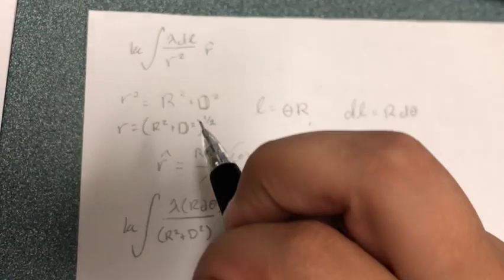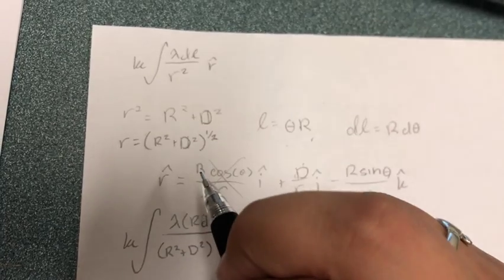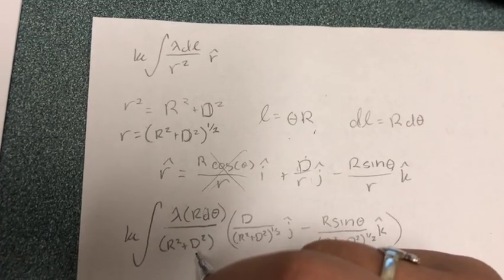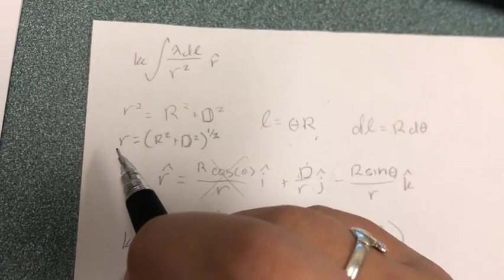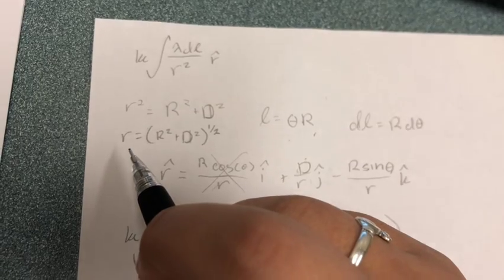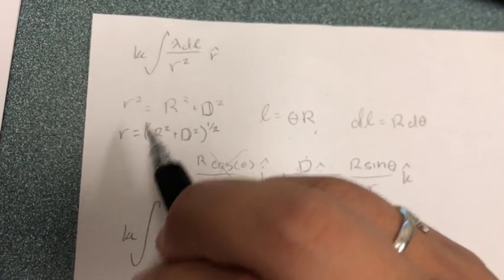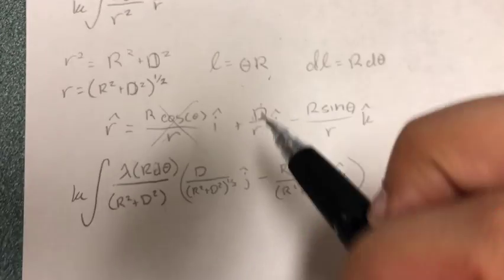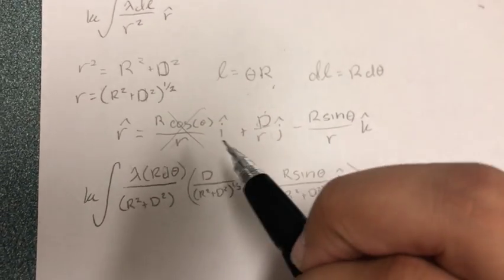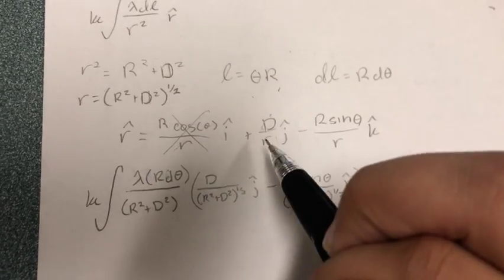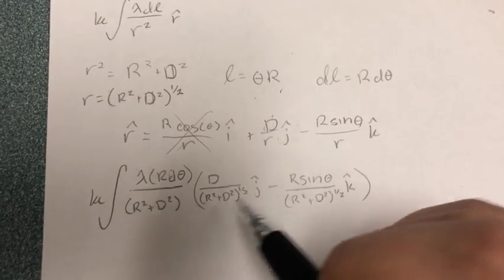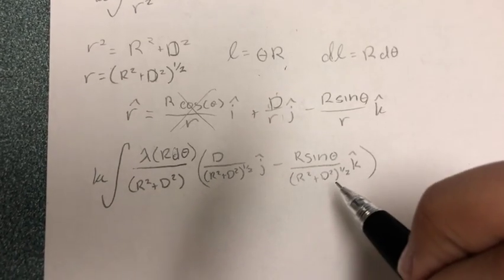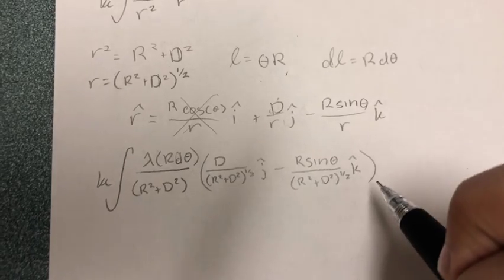And just for simplicity's sake, I changed it from a lowercase d to an uppercase D, so we wouldn't get confused between d theta and this actual D, which is a value. And then I also solved this equation for r by square rooting both sides. Instead of writing it as a square root, I just raised it to the 1/2 power, which is the same thing. So when I plugged in my r hat, I had the D over r, which again is now this, D over r j hat, minus the r sine theta over our r k hat.